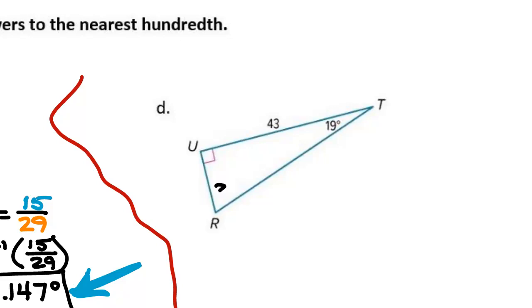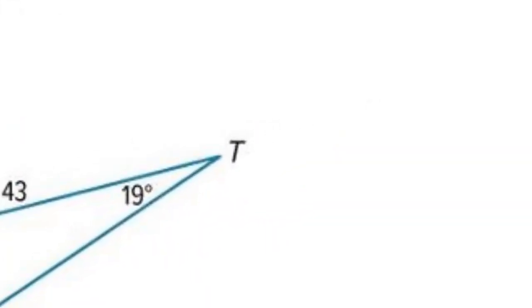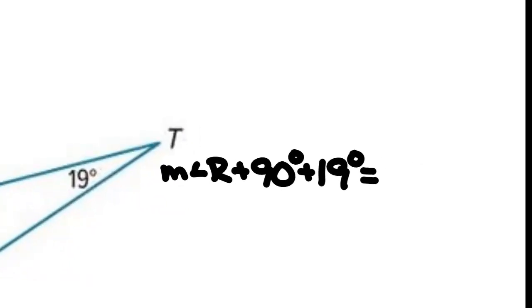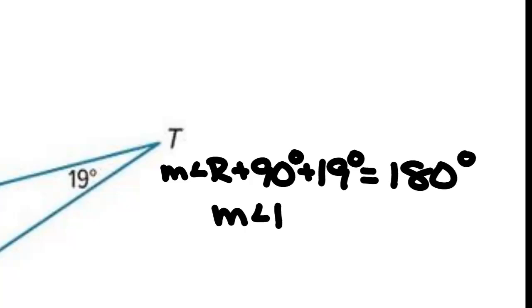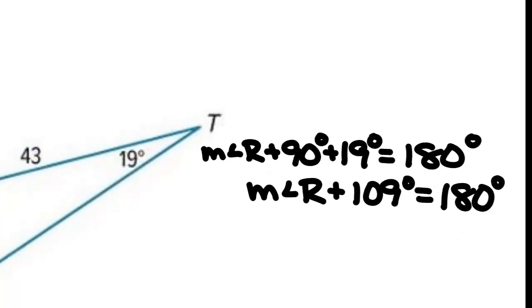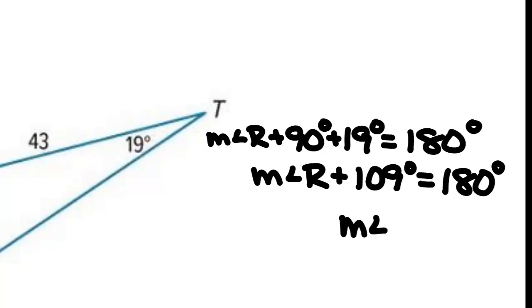All right. How do I find angle R? Add 19 and 90 and then do what? Close, not divide. Subtract it. There we go. Measure of angle R plus 90 plus 19 equals 180. So when I add the 90 and 19 together, I get 109. When I do 180 minus 109, I get 71.